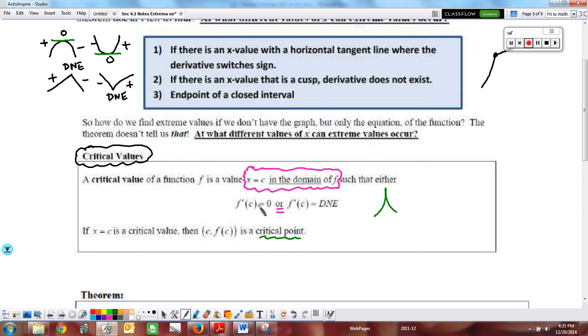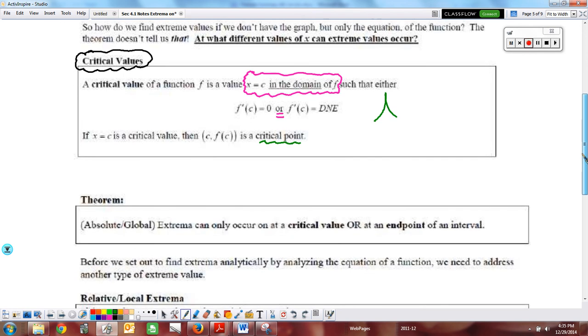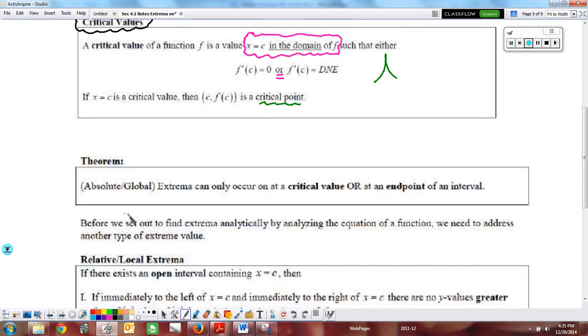So we're going to first find the derivative, figure out where the derivative is 0 or doesn't exist, and we're going to call that a critical point, and that's a point that we're going to check to see if it's an extrema. Okay? And basically what we're going to add, this doesn't have a name to it, but we're basically going to use EVT: the idea is that your absolute or global extrema can only occur at a critical value or the endpoint of an interval. And this is again assuming EVT applies.